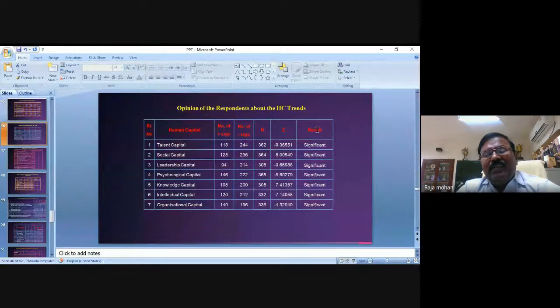And by using the formula, he got the results through the computer. And the accepted region: within the accepted region, we have minus 1.96 to plus 1.96. Here, it is more than that. For that, it is significant, because the accepted region is minus 1.96 to plus 1.96. It should be between that. That is the accepted region we used to say.